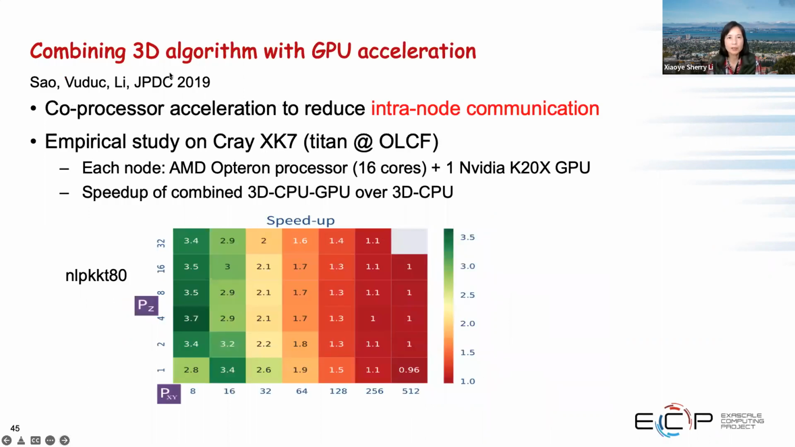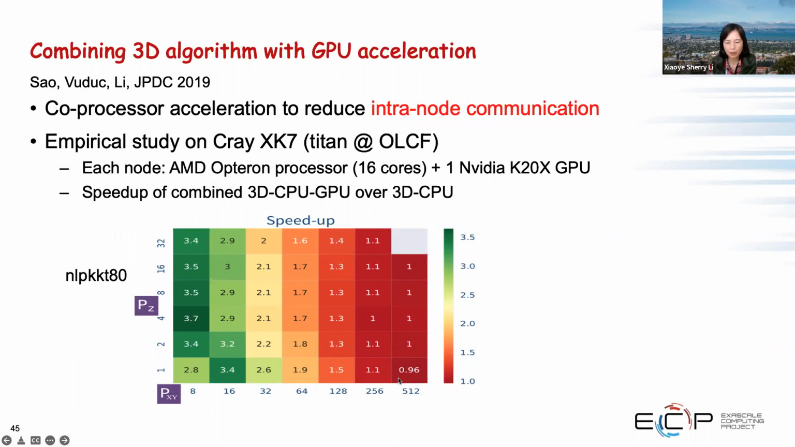And then with this 3D algorithm plus GPU, we see something like 3x speedup. This is when the 2-dimensional process grid is set to 8, and then the PZ dimension set to 32. So total processes is 32 by 8, that's 256. Okay, we get a very good speedup.